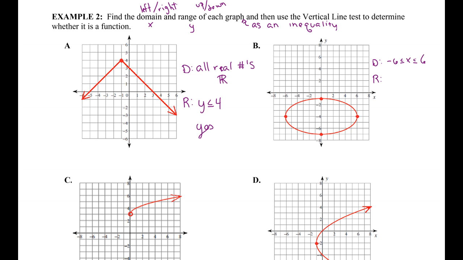I'm going to do the same thing with the range. The lowest y value I see is -7, and the highest y value I see is -1. So I can say that my y values are all the values between -7 and -1. If I were to use the vertical line test here, my line would hit my graph at 2 spots, which would mean no, this is not a function.